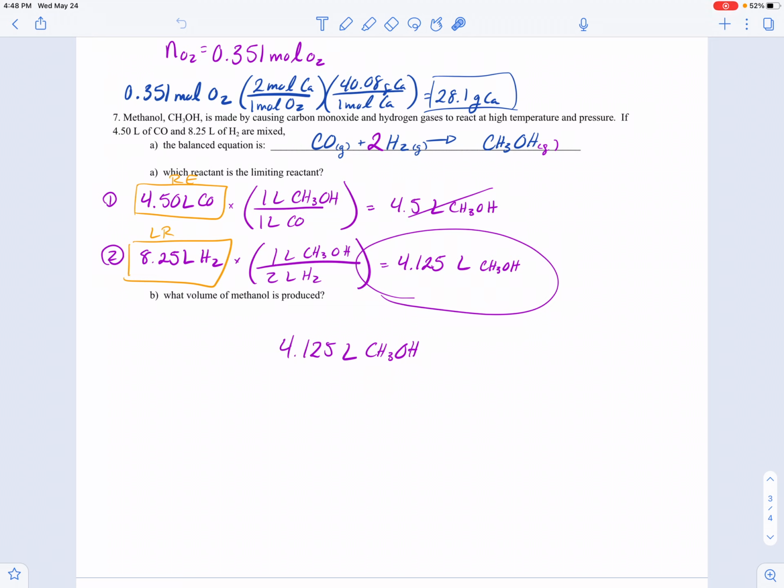And so since my hydrogen gas can only make 4.125 liters of methanol, that's the most methanol you can make. Because at that point, you're going to run out of hydrogen gas. Once you run out of hydrogen gas, your reaction will stop. Your reaction will stop at 4.125 liters of methanol. You will not use all 4.5 liters of carbon monoxide, so that's your reactant in excess, and you will not make 4.5 liters of methanol.